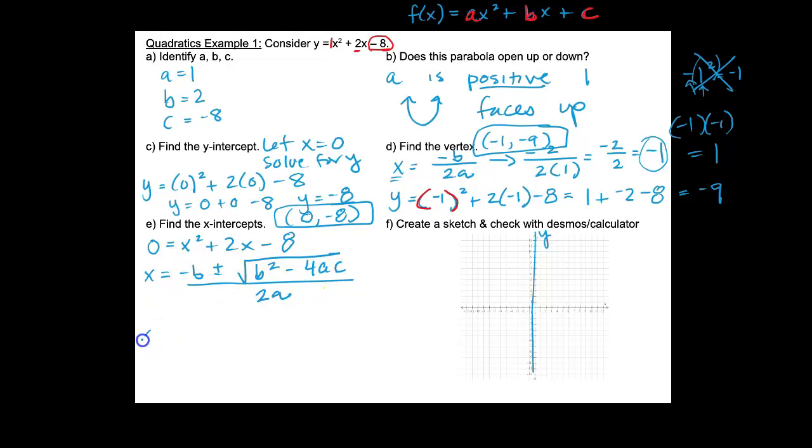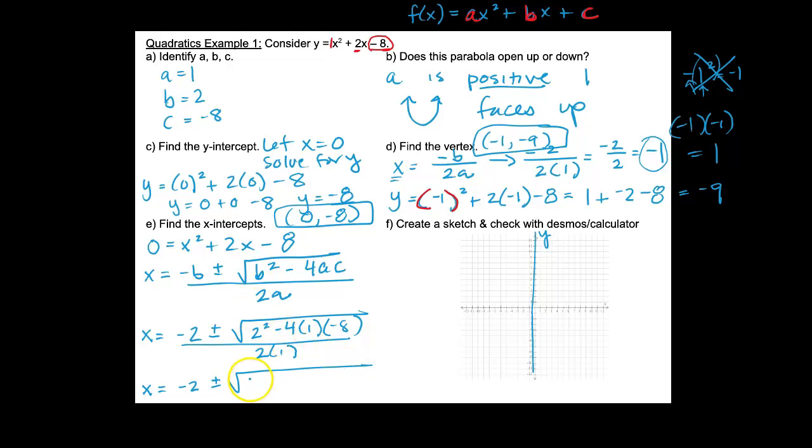So I'm going to go ahead and work through this and plug in all of these values. So b is 2, negative 2, plus or minus the square root, 2 squared, minus 4 times 1 times negative 8, all over 2 times 1. And then I'm just going to go through and work this out. So I'm going to start by working through this square root.